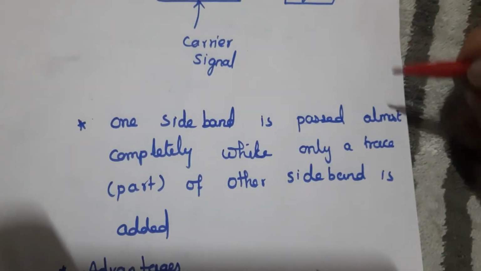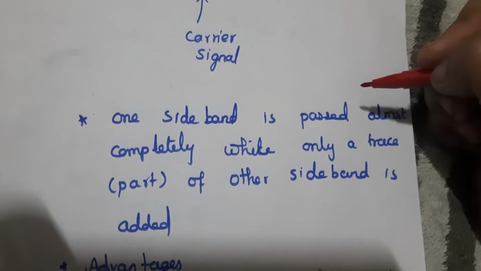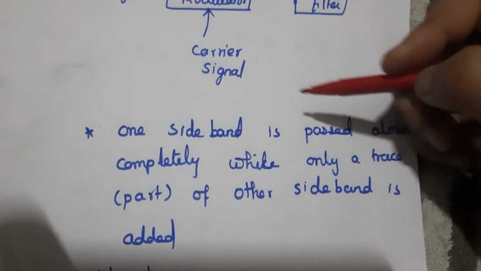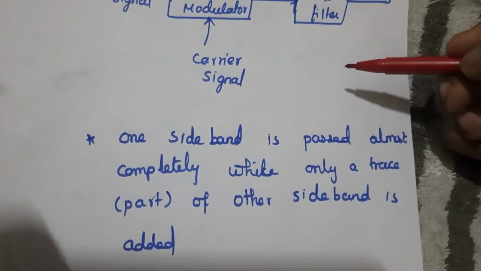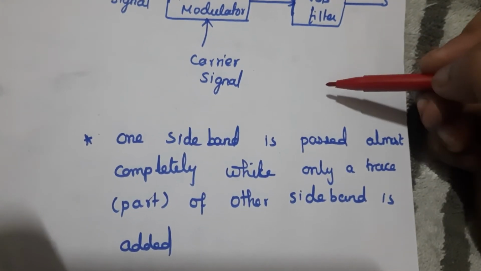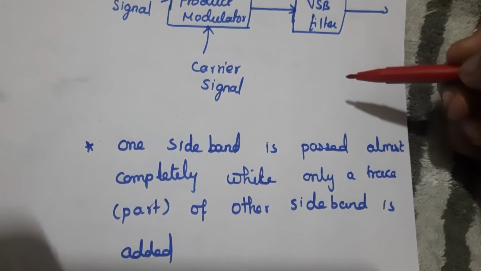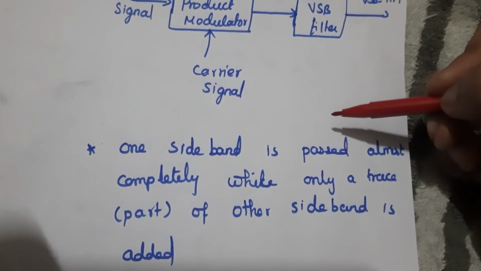Now for the sidebands, one sideband is passed almost completely, while only a trace or part of the second sideband is added, because both sidebands carry equal components. Whatever the characteristics in USB, the same is reflected in LSB. So in this VSB method, one sideband is passed completely, while only a trace or part of the other sideband is added.